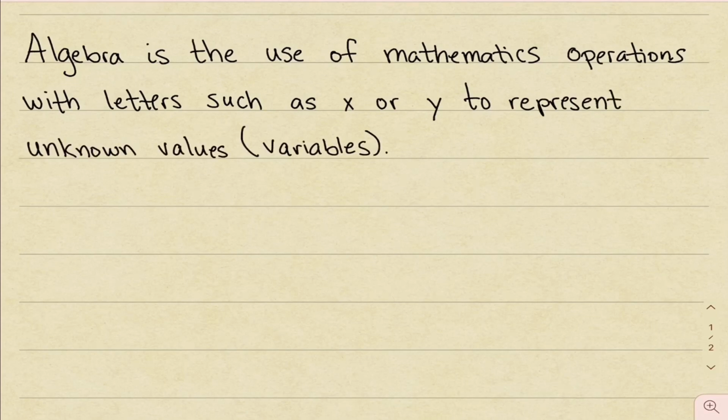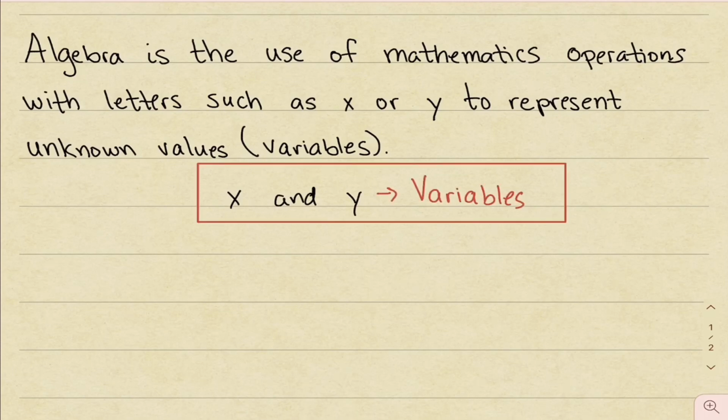In algebra, we use letters such as X and Y to represent numbers. These letters are called variables. A combination of variables and numbers used in the operations of addition, subtraction, multiplication, division, as well as powers or roots, is called an algebraic expression.